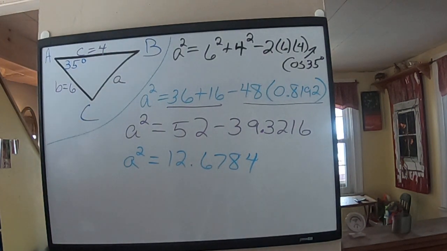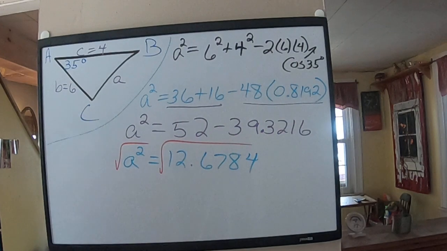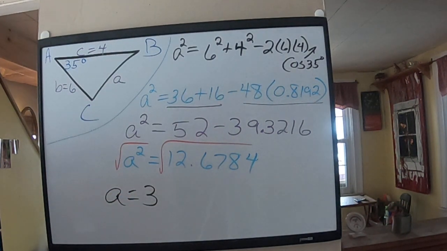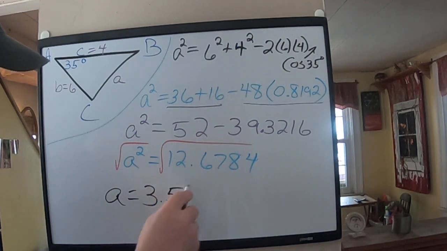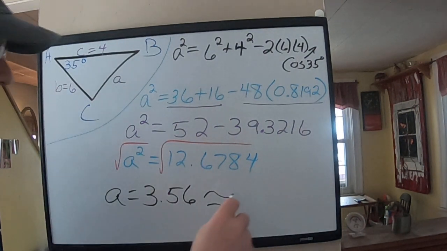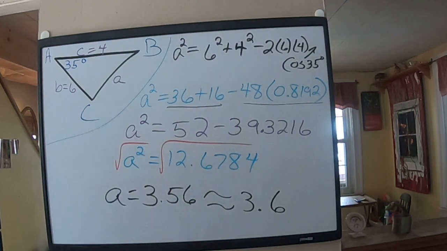So now I need to square root both sides to solve for a. And when I square root both sides, a ends up being 3.56, but we said we were rounding this to 1 decimal place, so 3.6. And that is how you use law of cosines to find one of the sides.